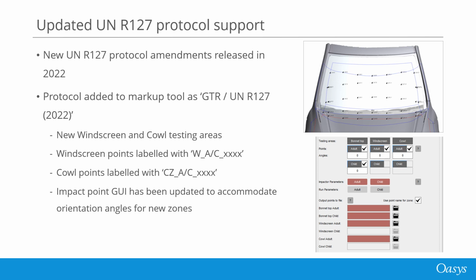each with their own subsequent adult and child zones. The new protocol option in the Pedestrian markup tool allows the calculation of these testing areas. Within the tool, impact points in the windscreen area will be labelled with a W followed by an A or C to signify a windscreen adult or child point, while points in the cowl area will be labelled with a CZ, also followed by an A or C to signify a cowl adult or child point.